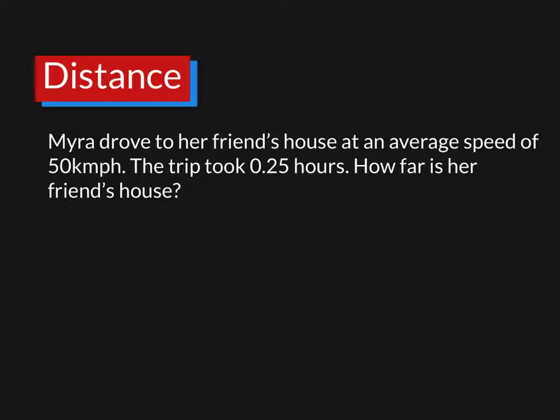So here's a problem. Myra drove to her friend's house at an average speed of 50 kilometers per hour. The trip took 0.25 hours. How far is her friend's house? So the formula for distance is d equals rate times time. So we need to insert the values and calculate the answer.